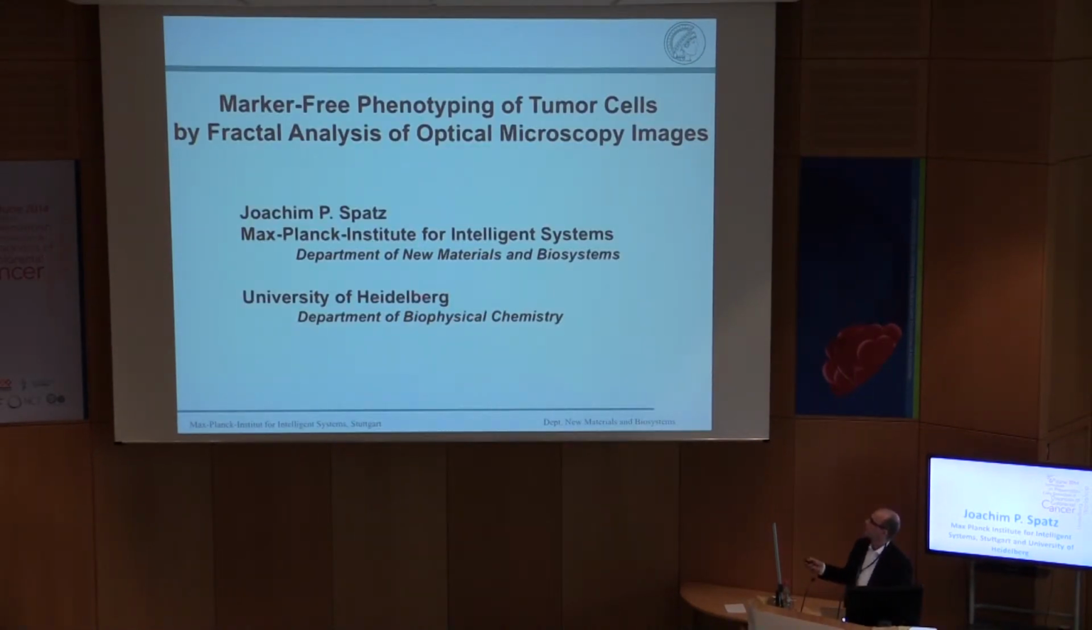The MPI is no longer called Metals Research, it's called Intelligent Systems, so the name changed. It was somehow easy because nothing can be said against intelligence. But nearly half of the group has been located here in Heidelberg for more than 10 years, in the Institute for Physical Chemistry.